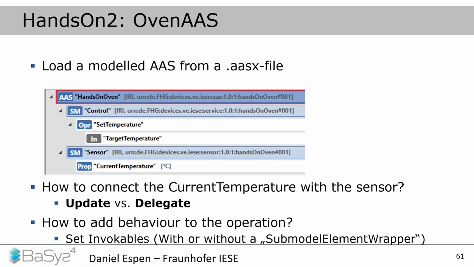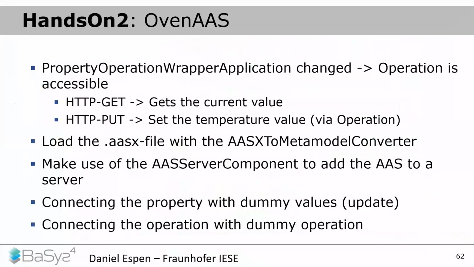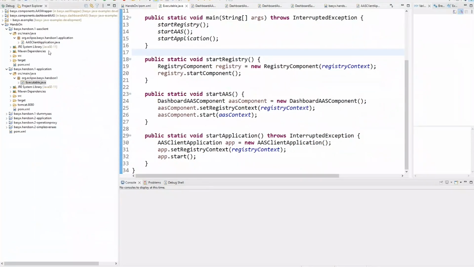But you could also connect this current temperature with a data source by periodically or event-based updating the current temperature. So for example, each second you could update the current temperature to the actual current temperature. So the difference is: with delegate, the current temperature is updated each time it's queried, and with update, it is independent of the queries to the submodel data. The property is updated at some time, either periodically or event-based. And for operations, we will add code to it also programmatically. So let's have a look at it. I think it's easier if we just jump into the code directly.